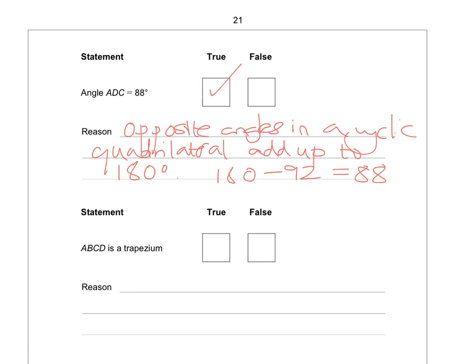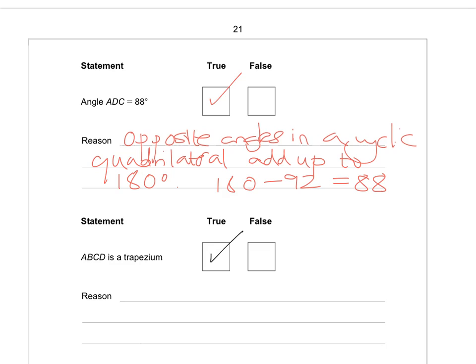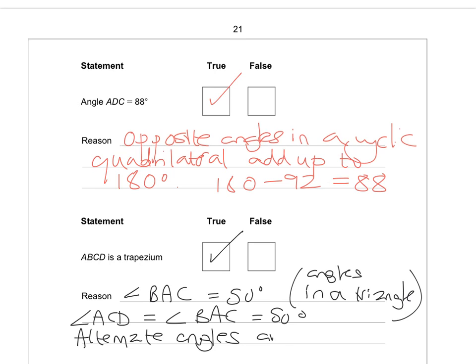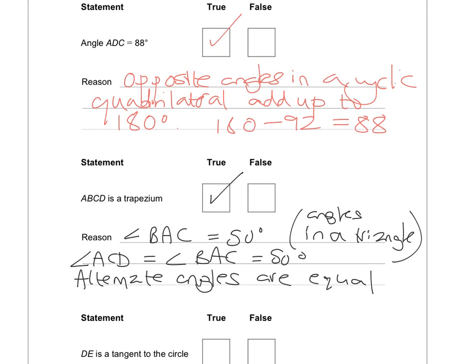Statement 3, ABCD is a trapezium. True. We know that angle BAC is equal to 50 degrees. Angles in a triangle add up to 180 degrees. So angle ACD equals angle BAC equals 50 degrees. We have alternate angles which are equal, which tells us that AB is parallel to CD, so we have a quadrilateral with one pair of parallel sides, which is a trapezium.